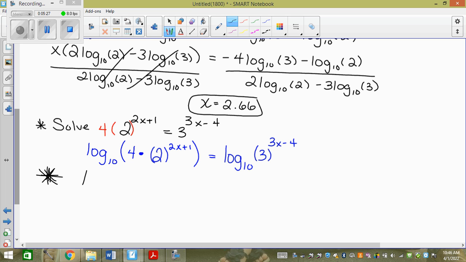So we're going to get log base 10 of 4 plus log base 10 of 2 to the 2x plus 1. And the reason why I can separate them by addition is that product rule. Remember I told you if you have two things multiplied, you can separate them by addition?